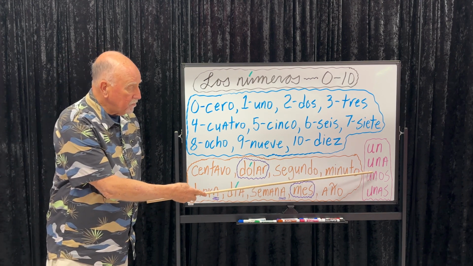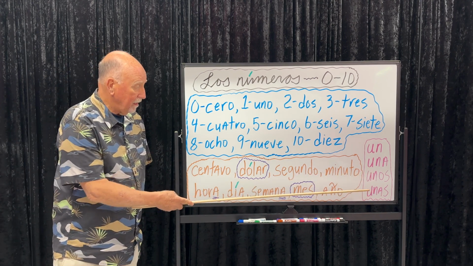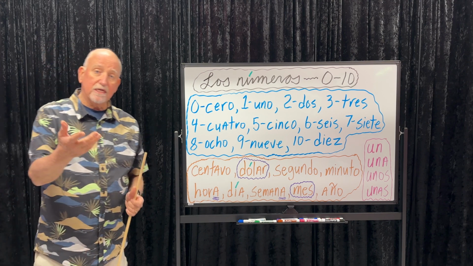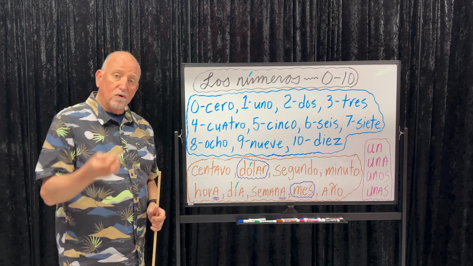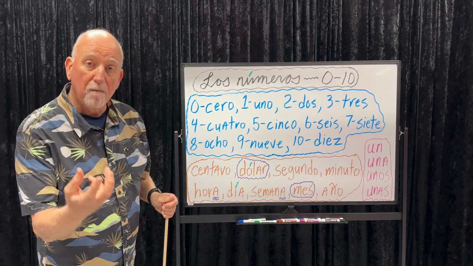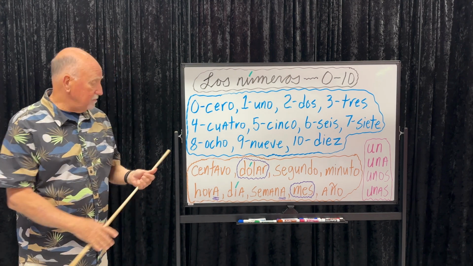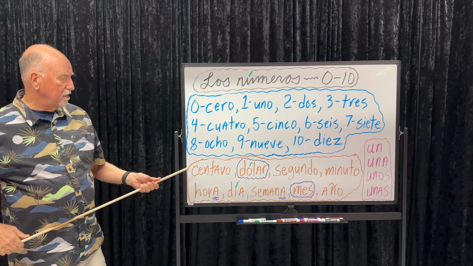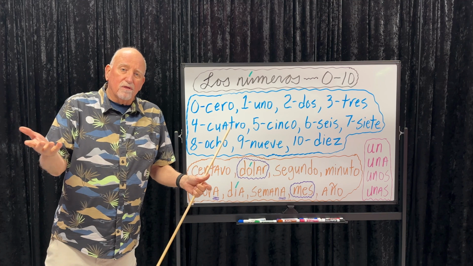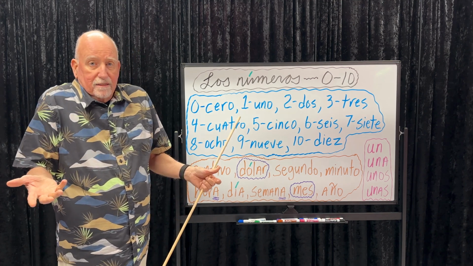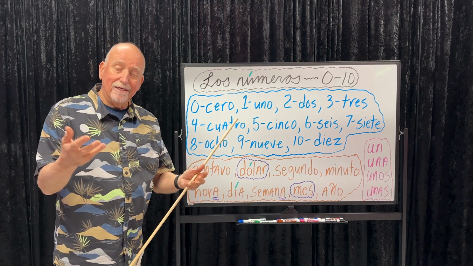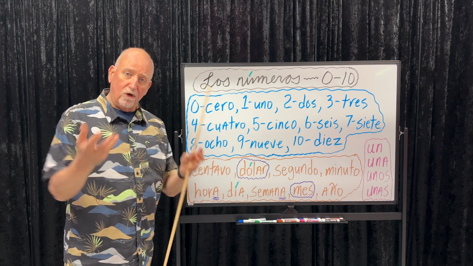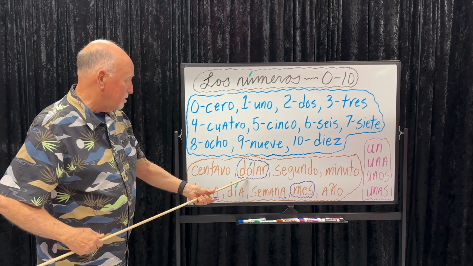But we also have the plural, unos and unas, okay? If I want to say a few cents, unos centavos. Unos means a few or some. But more commonly with money, we say unos centavos, a few cents. Unos dólares, a few dollars. Necesito unos dólares. Necesito, I need. Necesito unos dólares. I need some dollars, okay?